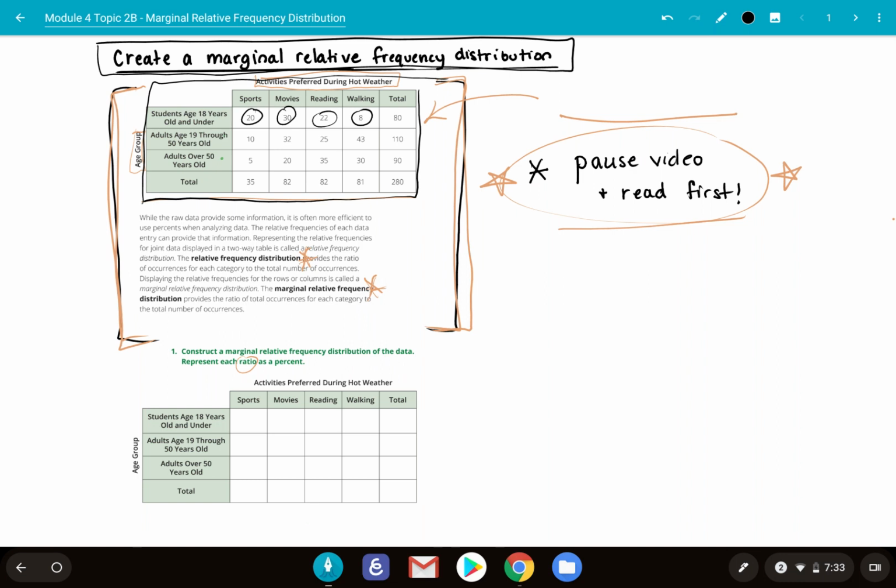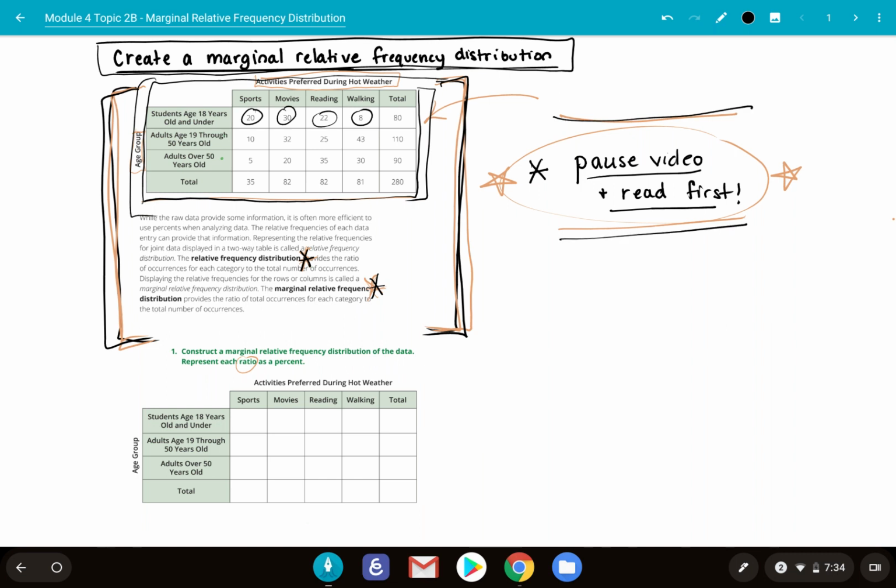So before we begin, go ahead and pause the video and read this whole section first. You want to make sure that you understand what the frequency table is about, and then you also want to make sure you understand what is a relative frequency distribution and a marginal relative frequency distribution. So take a minute to pause the video and read the section before we move on.